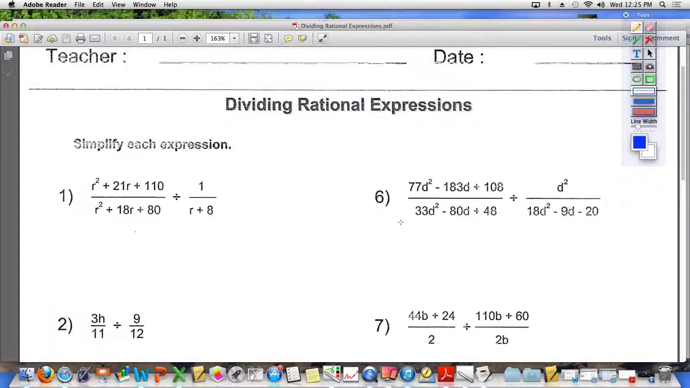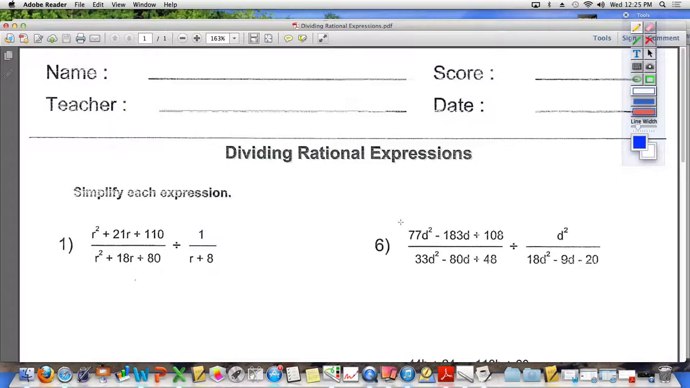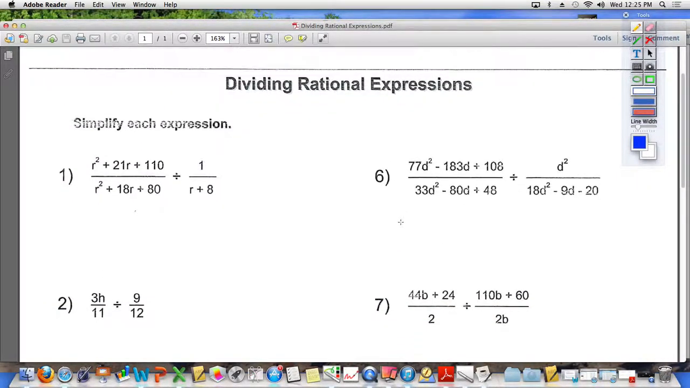All right, so if you flip over the paper that I gave you earlier today on multiplying rational expressions, on the back of it is dividing rational expressions. And we are going to do exactly what we did with multiplying, but we just have to apply that new rule about changing the divide sign to a times sign and then taking the reciprocal. Very good. That's all we're going to do today. All right, so I'm going to walk you through some of these.